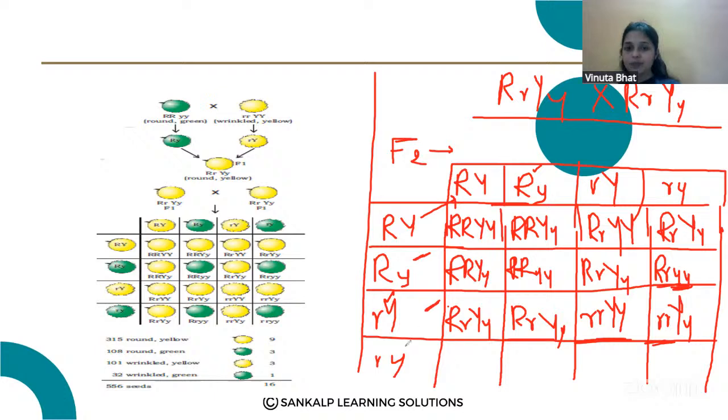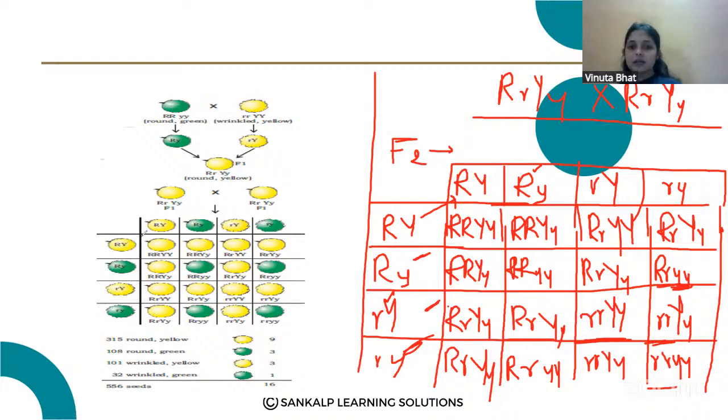And check the last one, this one. Okay. So capital R, small r, then capital Y, small y. This is round yellow seed. And capital R, small r, small y, small y. This is round green seed. Then small r, and then capital Y, small y. This is wrinkled yellow seed. Last one, RRYY. This is the wrinkled green seed.